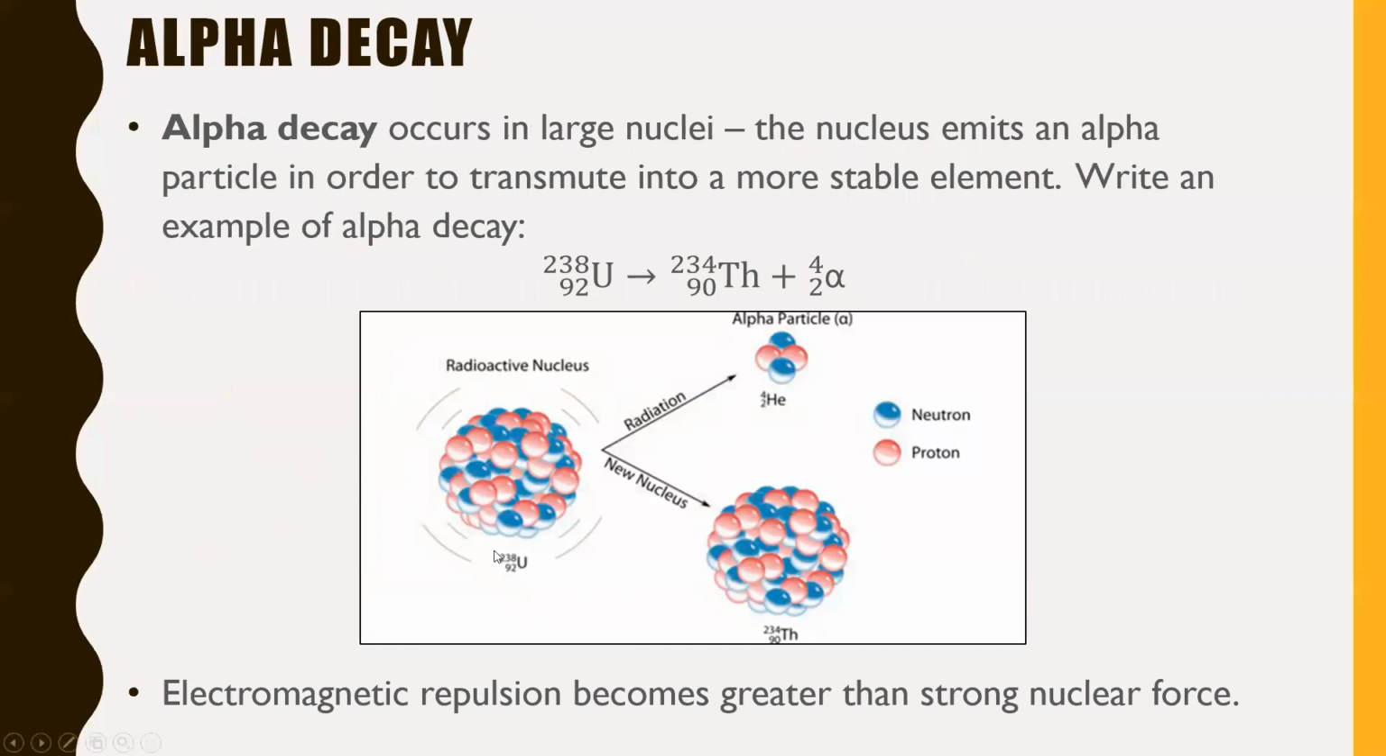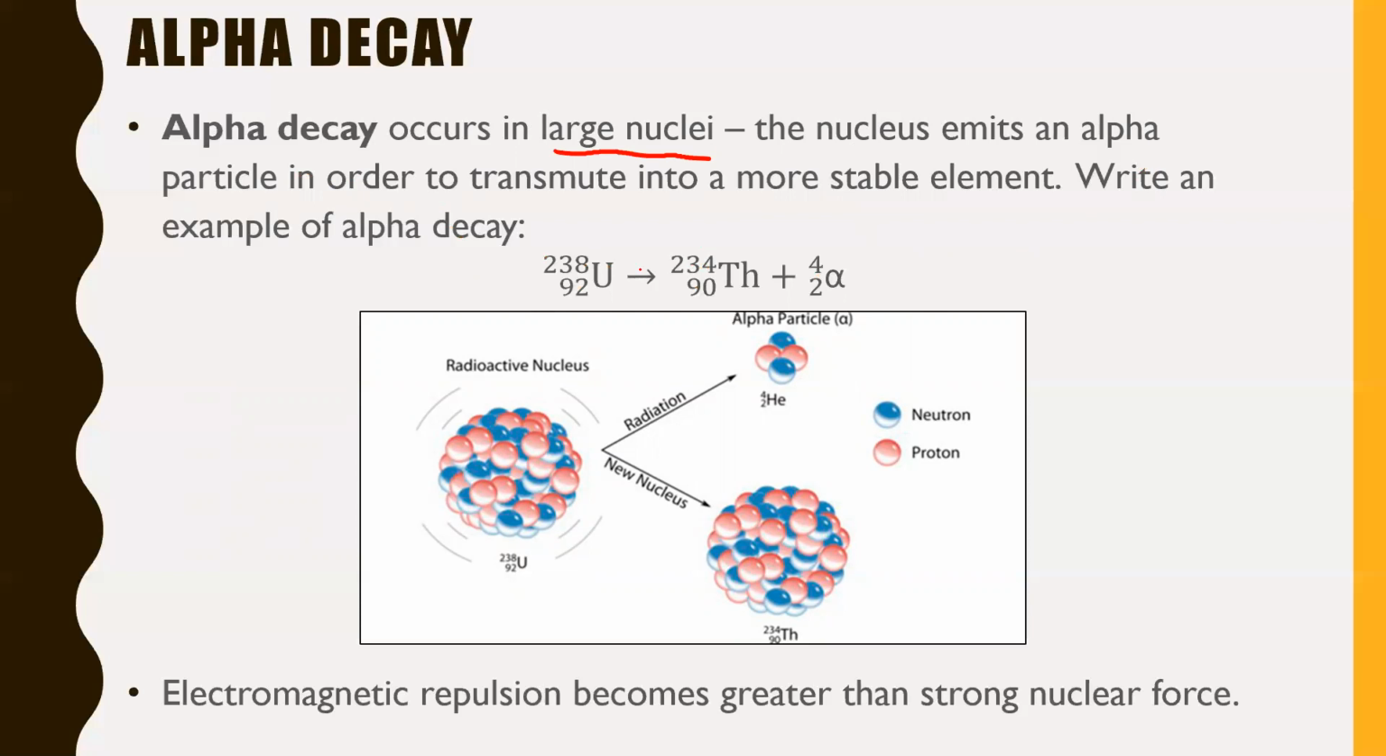All right, we're going to focus on alpha decay first. Alpha decay occurs in large nuclei, okay? The nucleus emits an alpha particle in order to transmute into a more stable element, right? Alpha particles, again, are 2 protons, 2 neutrons, okay? It's the nucleus of a helium atom. So write an example of alpha decay. If this was in a printed booklet, you'd see there'd be a blank spot right here.